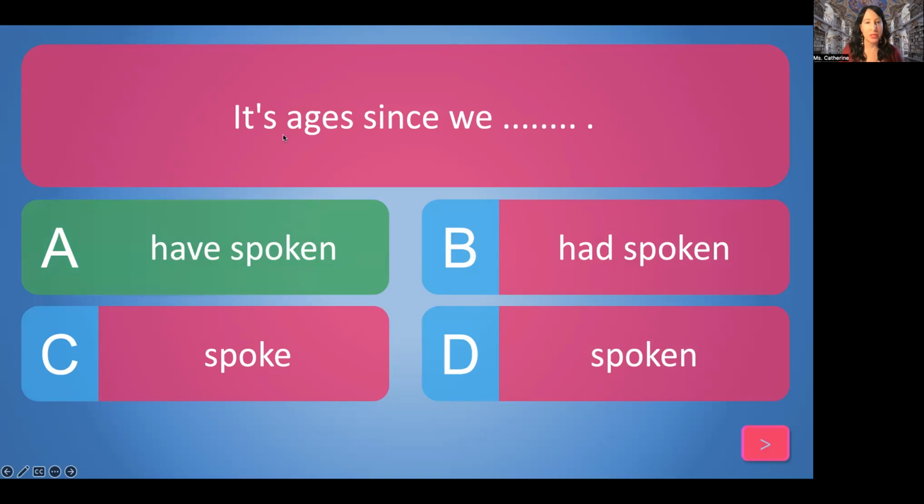Now, sometimes we say it's ages. I know this is a little bit of informal language, but you'll hear many Americans say this. It's ages since we have spoken. If we want to be formal, we would say it's been ages since we have spoken. Okay.